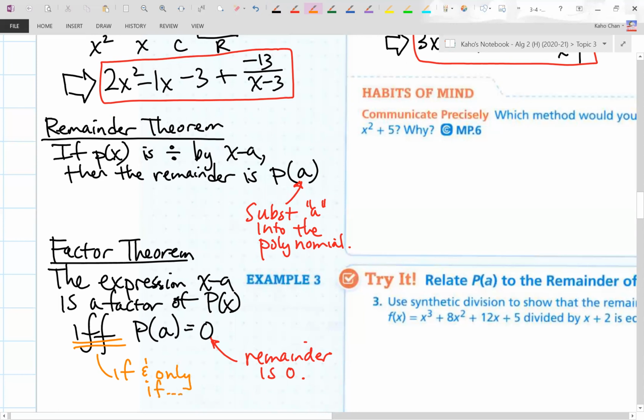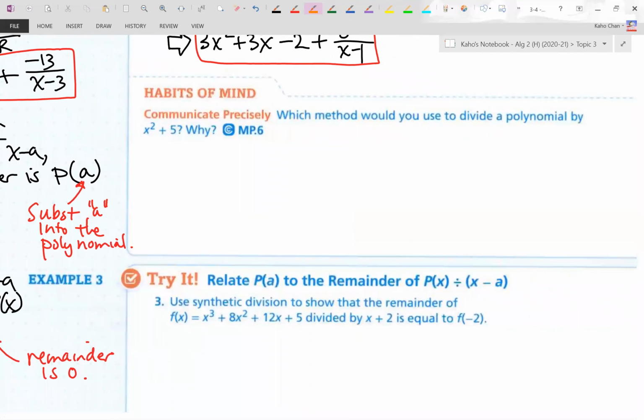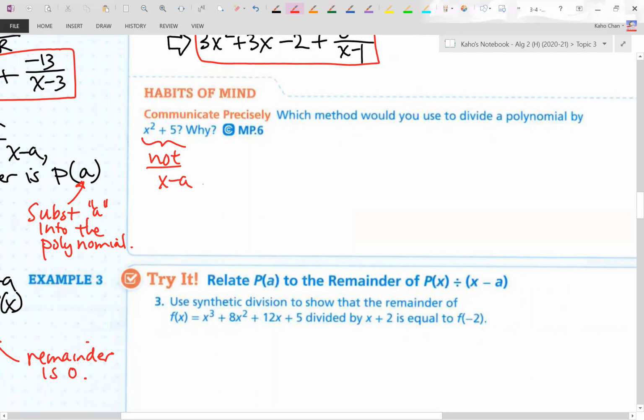All right. Any questions? So we have a little habits of mind there that says, hey, which method would you use to divide a polynomial by x squared plus 5? Now, x squared plus 5 is not in the form of x minus a. So that means you must use long division, but not synthetic division. Because it's not x minus a. All right.